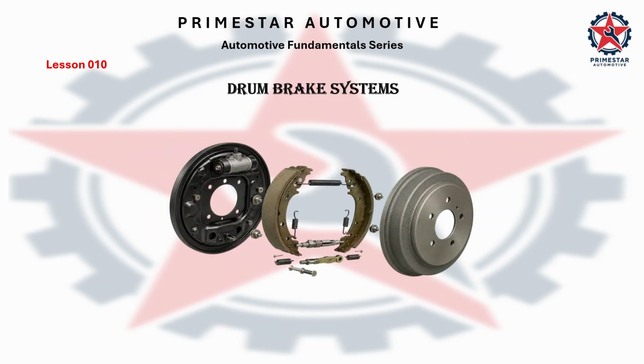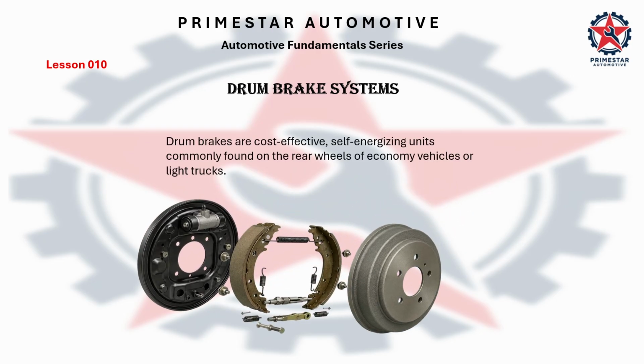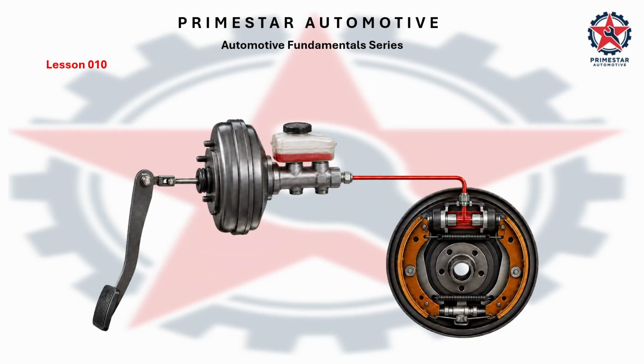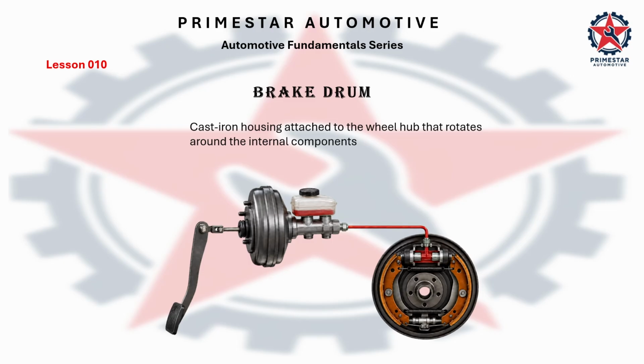Drum brake system. Drum brakes are cost-effective, self-energizing units commonly found on the rear wheels of economy vehicles or light trucks. This image represents the hydraulic drum brake system. Cast iron housing attached to the wheel hub that rotates around the internal components.